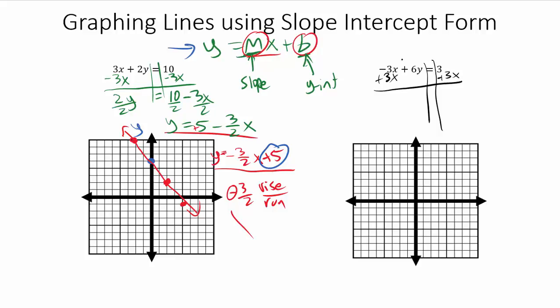All right, so I'll bring down, that'll cancel. We'll be left with 6y equals. Now again, 3 and 3x are not like terms. Okay. When we do that, we're going to have to write this.